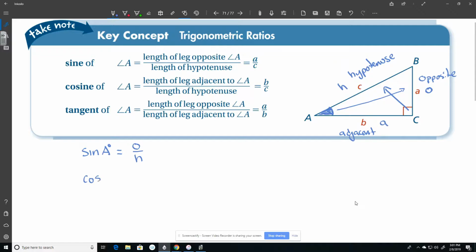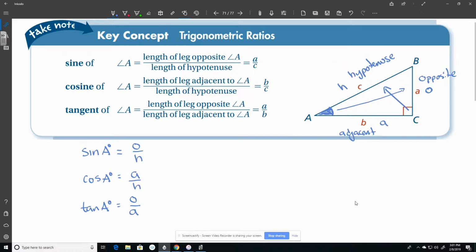The cosine of angle A is equal to the adjacent side. Here's my angle A. This is my adjacent side over the hypotenuse. And the tangent of A is equal to the opposite side divided by the adjacent side. That ratio, O over A, opposite over adjacent.